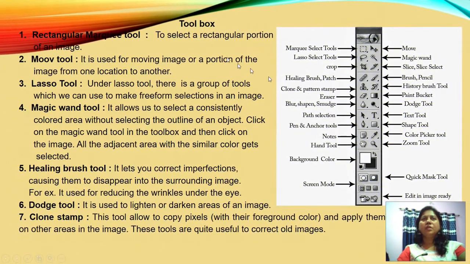So this is the layout of the toolbox. These are the options available inside your toolbox. So let's start with the first option. First one is your Marquee Select tool, or it can be pronounced as Rectangular Marquee tool. It is used for what purpose? To select a rectangular portion of an image. So for selection purposes, this tool is to be used.